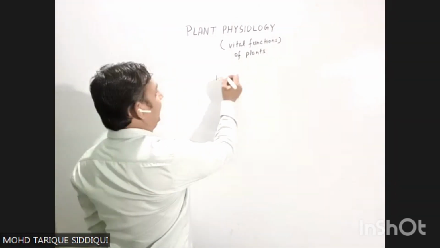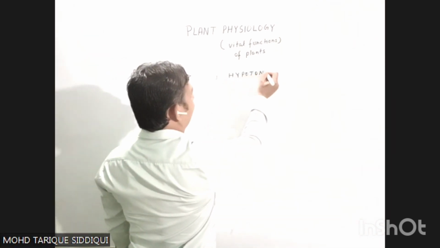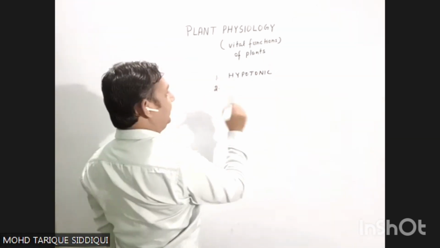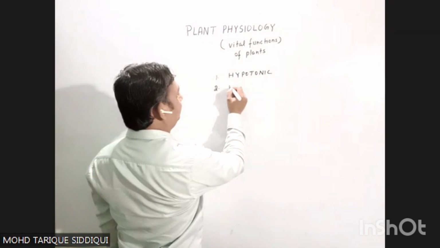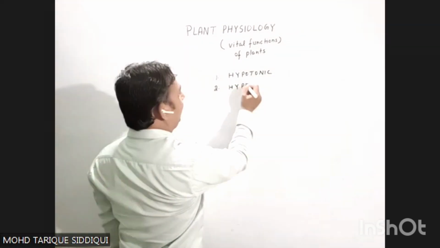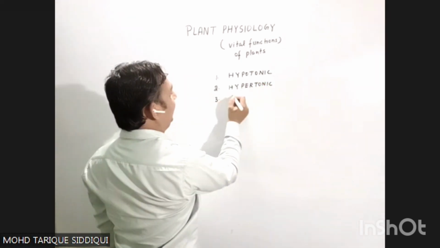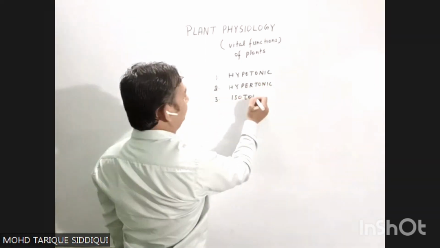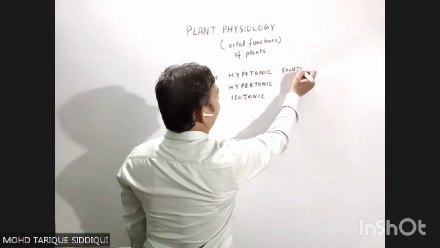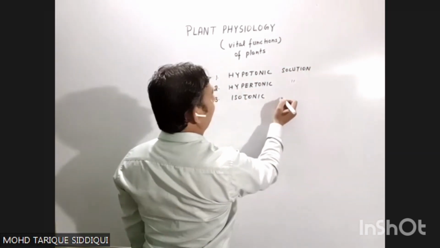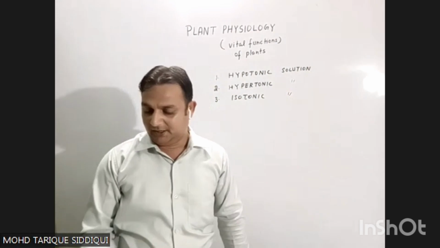Heading, three types of solution with respect to cell sap. Number one, hypotonic solution. Number two, hypertonic solution. And the third one we have isotonic solution. Three types of solution you have: hypotonic, hypertonic, and isotonic solution. All right, write it there.